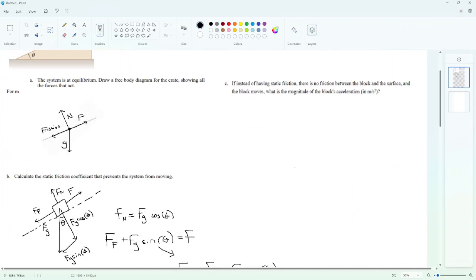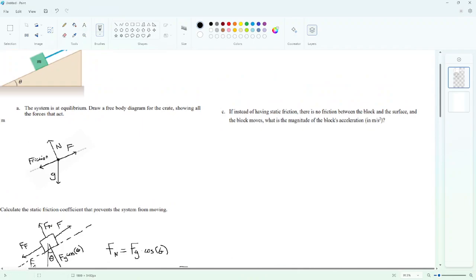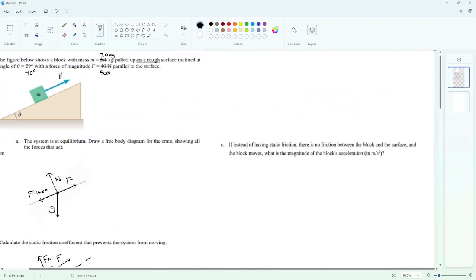Okay, on to part C. Instead of having static friction, there is no friction between the block and the surface, and the block moves. What is the magnitude of the block's acceleration? Okay. So what this is asking is, imagine all the grip.